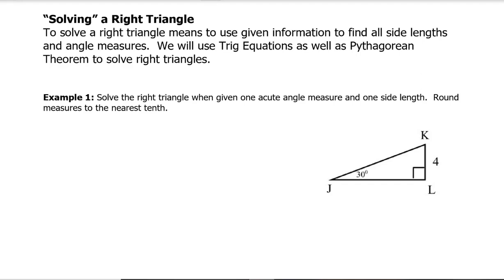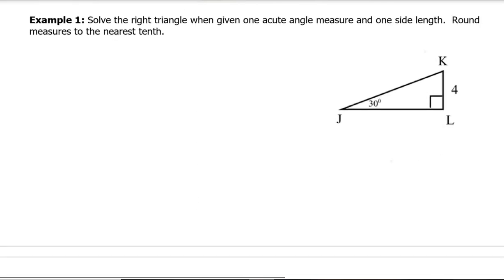So when you go to solve a right triangle, that means you're going to use the given information to find all the side lengths and all the angle measures. So that is what solving a right triangle means. How do we do that? With trigonometry and the Pythagorean theorem. Let's take a look at this first example that we'll go through together.